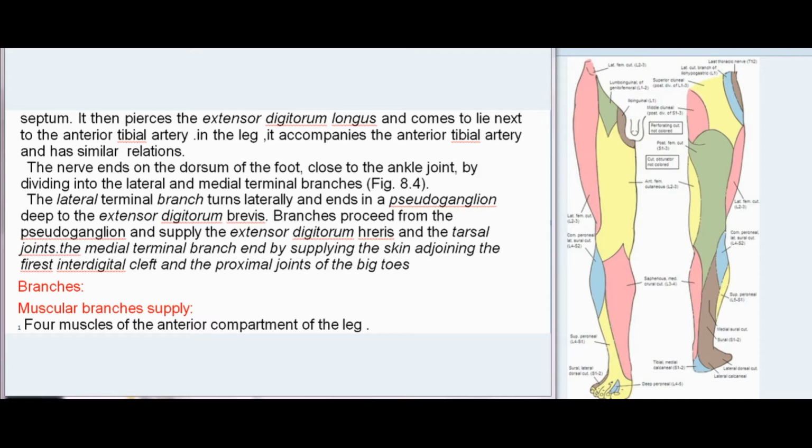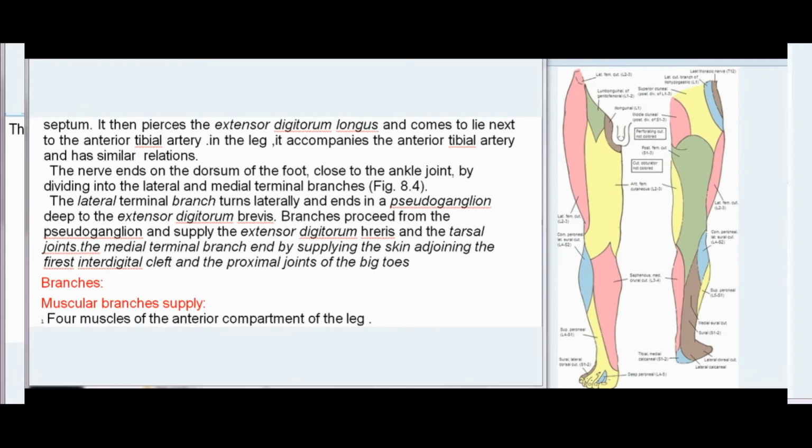The lateral terminal branch turns laterally and ends in a pseudoganglion deep to the extensor digitorum brevis. Branches proceed from the pseudoganglion and supply the extensor digitorum brevis and the tarsal joints. The medial terminal branch ends by supplying the skin adjoining the first interdigital cleft and the proximal joints of the big toe. Branches. Muscular branches supply 1-4 muscles of the anterior compartment of the leg.